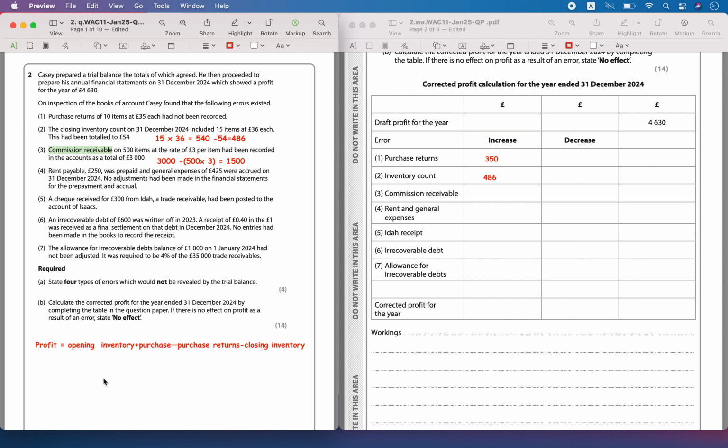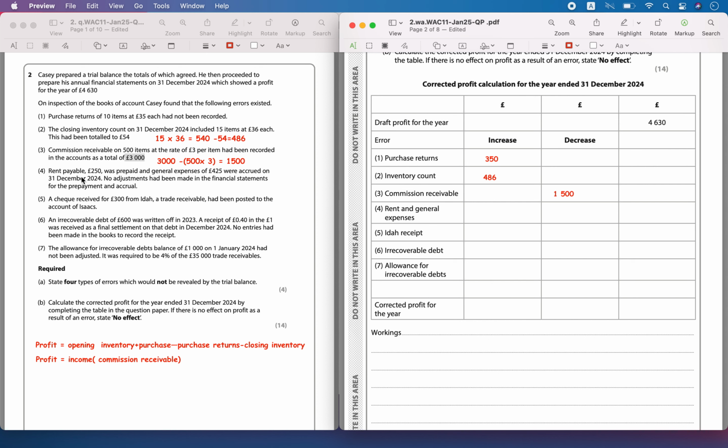Now commission receivable acts as an income. It had been recorded as 3000, so the income was too high. We have to reduce this income, which means profit will get reduced by 1500.